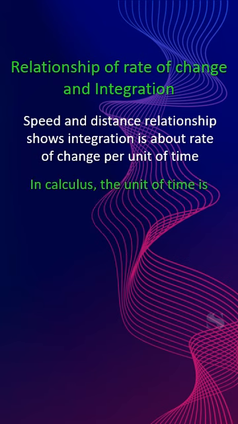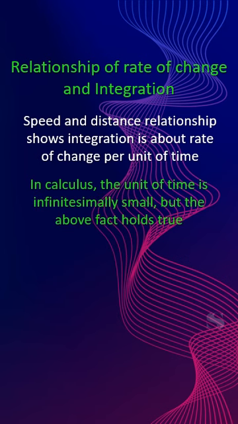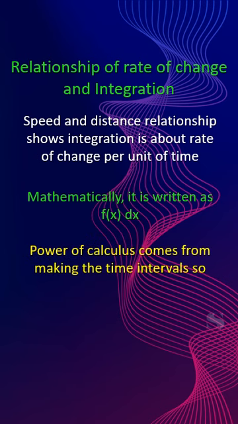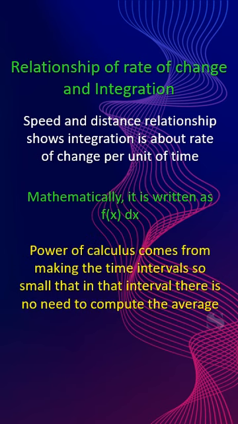Of course, in calculus, the unit of time is infinitesimally small, but the above fact holds true. The quantity of rate of change of distance, the speed in each infinitesimal time, or the instant, is also the distance traveled in that instant. Mathematically, it is written as f(x) dx. The power of calculus comes from making the time interval so small that in that interval there is no need to compute the average rate, and there is just one rate. The rate does not change in that period.